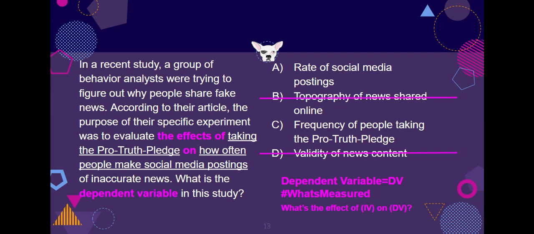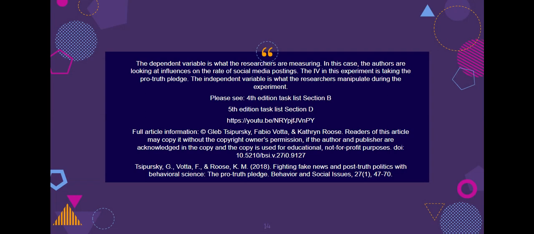Of these, we can figure out which one is the DV using our template. The authors are measuring the rate of social media postings. Taking the pro-truth pledge is what the authors are manipulating, the IV. Now we know our answer, and we can move on. Let's look at the feedback you'll get on the mock again. Remember, you can use this feedback not just to tell you if you are correct, but to create cool study tools to help you continue to shape your exam expertise.